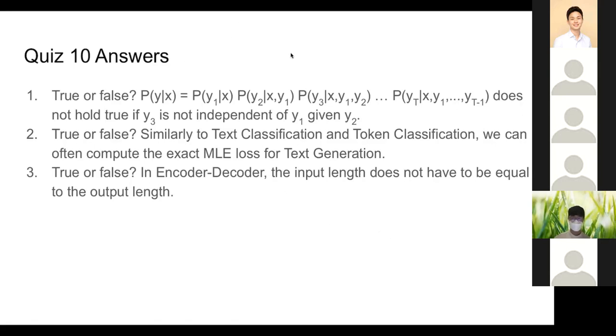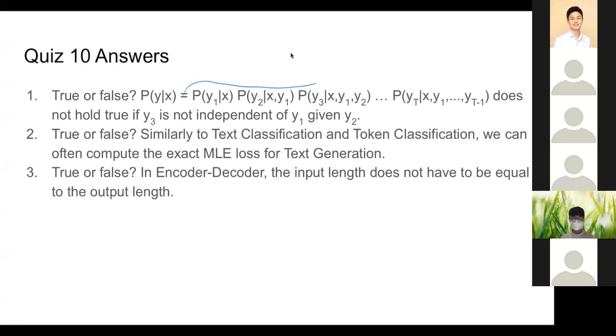All right, so question number one. Most people said false. And what's the question? True or false? P of y given x equal to blah, blah, blah does not hold true if y3 is not independent of y1 given y2. And yes, the answer is false. Why? Because P of y given x is always equal to this value, whatever the independence is. So this was actually a trick question.